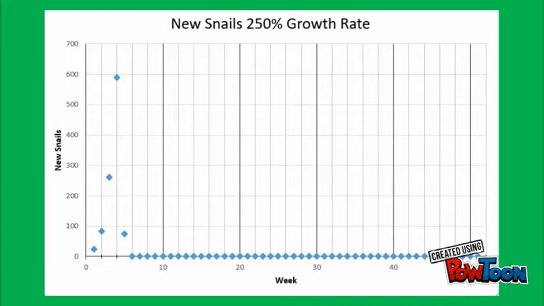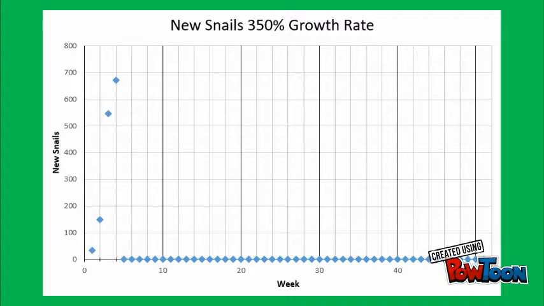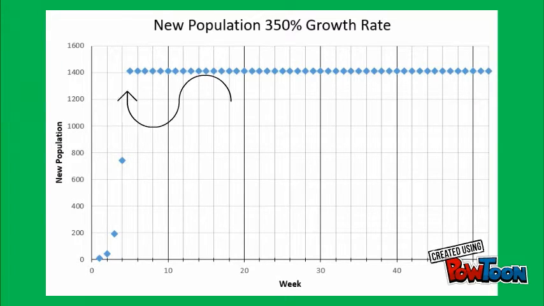At a 250% growth rate, it only takes 5 weeks to reach the maximum number of new snails, and the total population actually reaches 1,044 snails by week 6, exceeding the carrying capacity. If the snails increase at a rate of 350%, they will reach the maximum number of new snails by week 5, and will massively overshoot their carrying capacity by week 6, with a new total population of 1,413 snails.